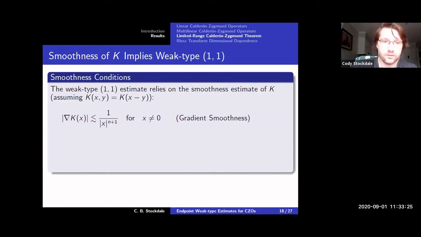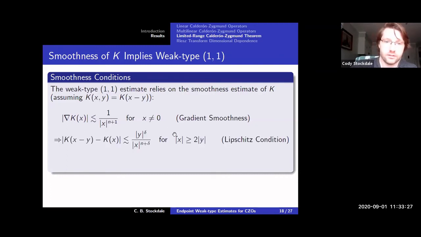But we can weaken this a little bit to get this Lipschitz condition, which is what was on the first slide, essentially. This is the convolution type formulation of that condition. As we said since the first slide, this condition is sufficient for the weak type property. And actually the gradient condition implies this, but we can weaken this further and still get the weak type property.